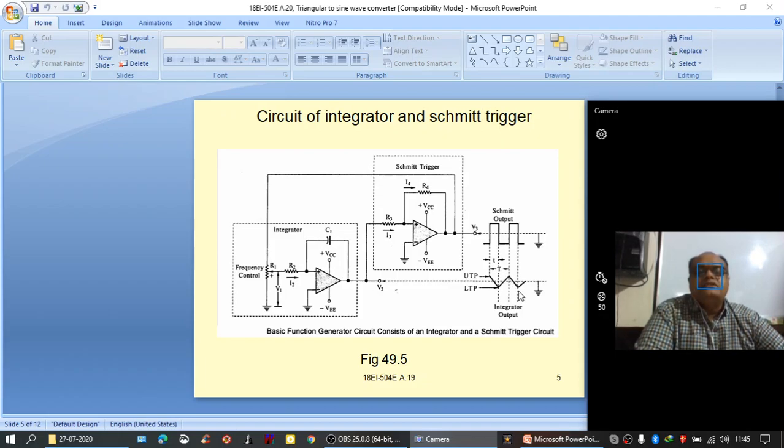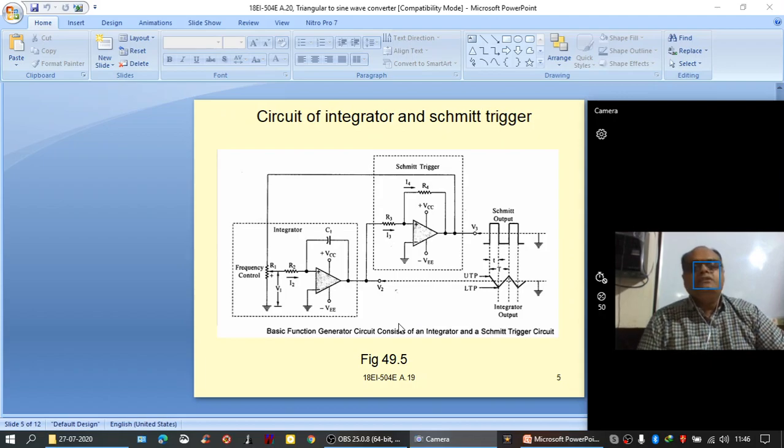Now what happens? The capacitor starts discharging. During the process of discharging, once again when the voltage on the capacitor reaches LTP, the Schmitt trigger output will go low and the capacitor starts charging. This is a continuous process, and this is how a triangular wave and a square wave are generated using this integrator and Schmitt trigger combination.